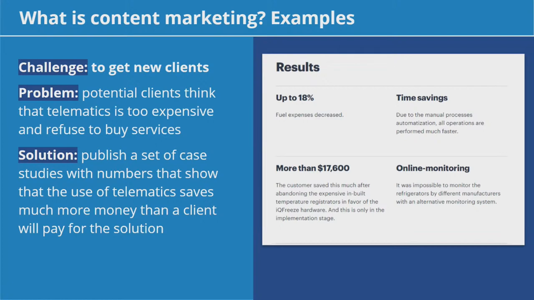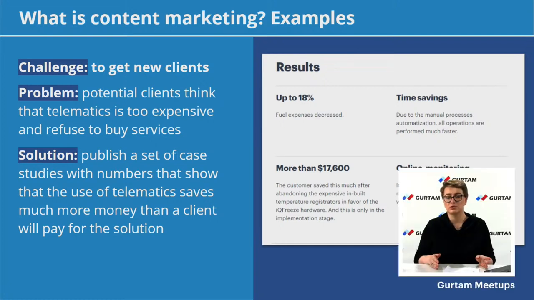Well, you can publish a set of use cases featuring numbers of the projects, and those numbers would show that the company actually saved more money after implementation than they paid for the actual solution. And here's the example from our use cases library, where in the results we have exact numbers showing that the customer first has a one-time save, and they are saving on fuel expenses a certain number of percent monthly. Okay, and to give you a better idea, I'm going to switch to the next example.